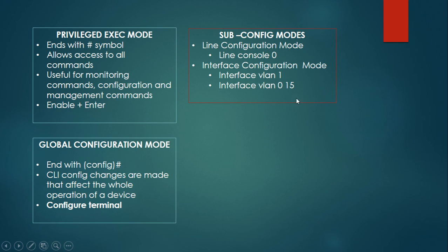The sub-config modes include line configuration mode, with line console 0 to set a password on your configuration. Interface configuration mode has interface VLAN 1 and interface VLAN 105, to secure our passwords.